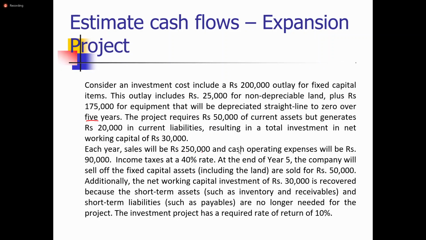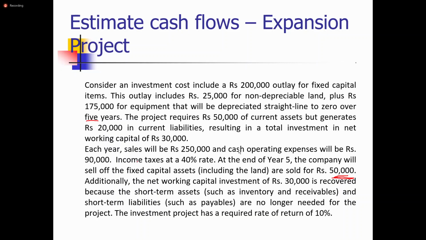Each year sales will be 250,000 rupees and cash operating expenses will be 90,000 rupees. For each year throughout this 5 years, sales 250,000, cash operating expenses 90,000. Income taxes at a 40% rate. At the end of the year 5, the company will sell off the fixed capital asset, including the land, for 50,000. So this is salvage value.